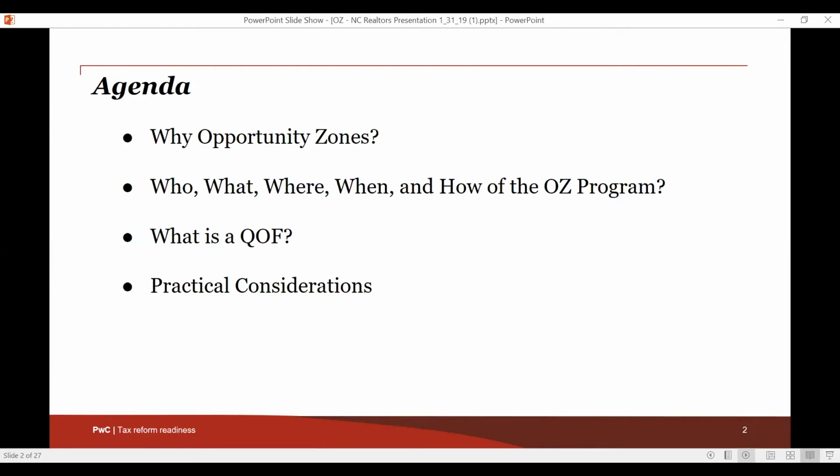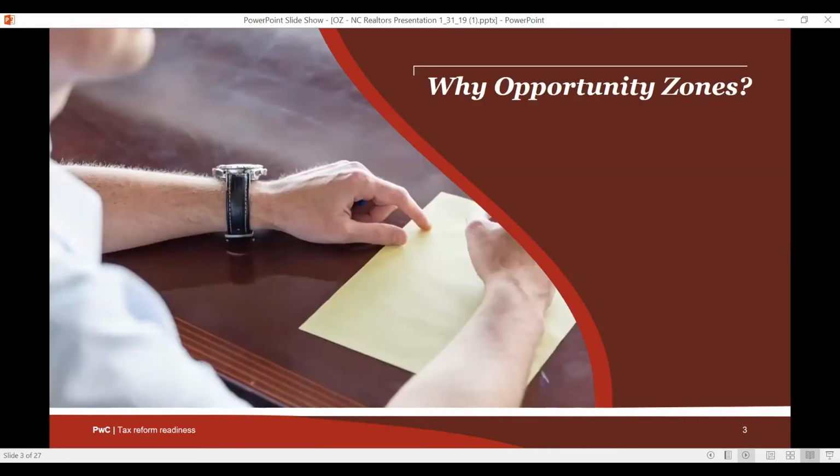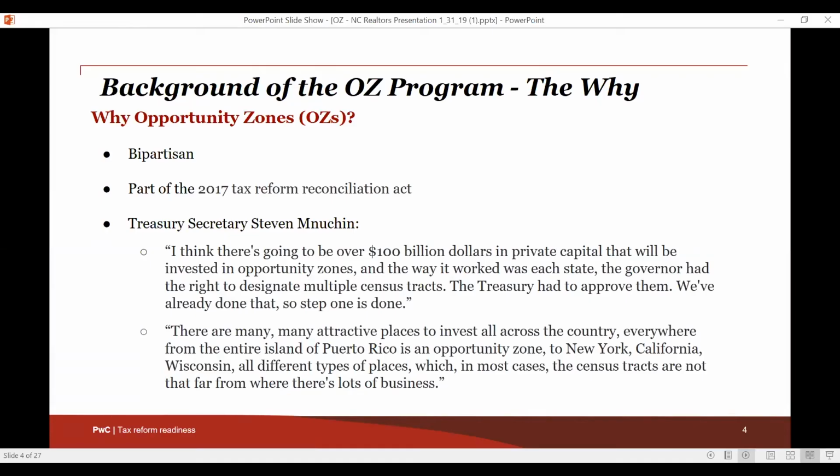So we will start with why opportunity zones. This is actually one of the few pieces of tax reform that has bipartisan support. There have been a lot of questions of what happens to tax reform if President Trump doesn't get reelected, and I am fairly confident that the Opportunity Zone program isn't going anywhere.